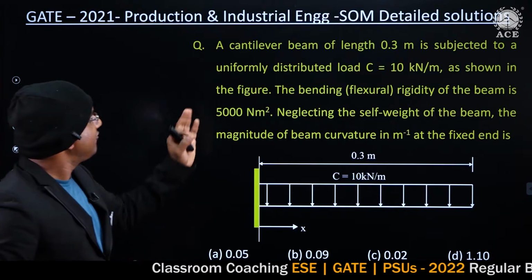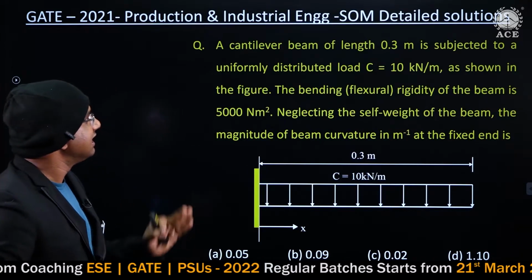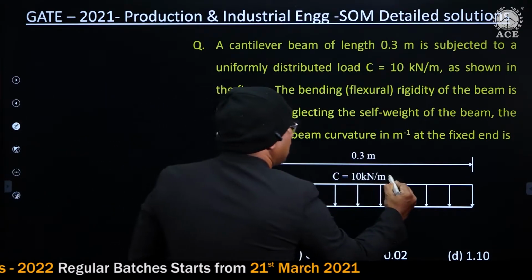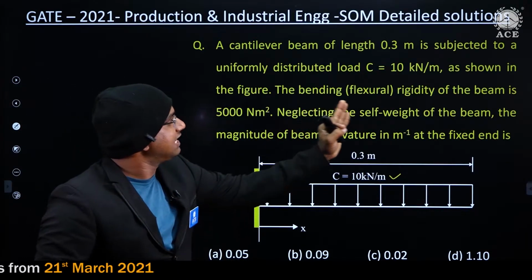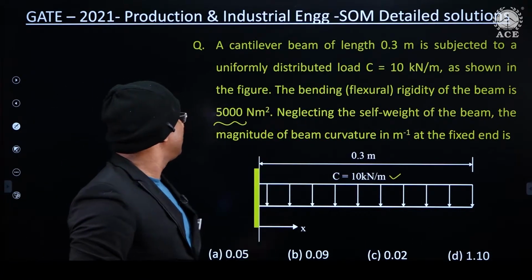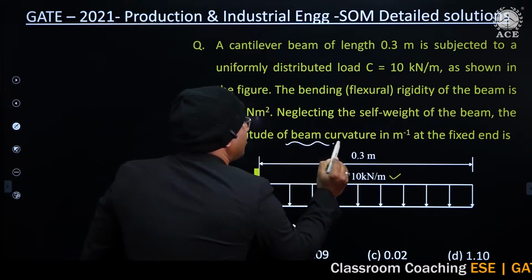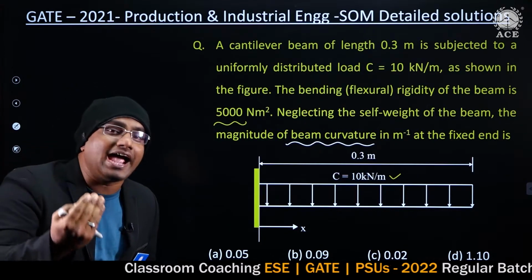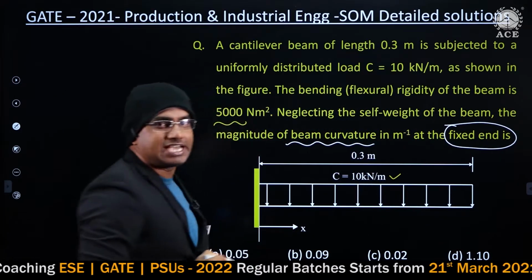Coming to the first question. A cantilever beam of length 0.3 meters is subjected to a UDL load. He has clearly given the UDL load of 10 kilonewton per meter as shown in the figure. The flexural rigidity of the beam is directly given. Neglect the self weight of the beam. Observe carefully, what is being asked? The magnitude of the beam curvature. It is indirectly asking the magnitude of the curvature at the fixed end. These two are the key logics.